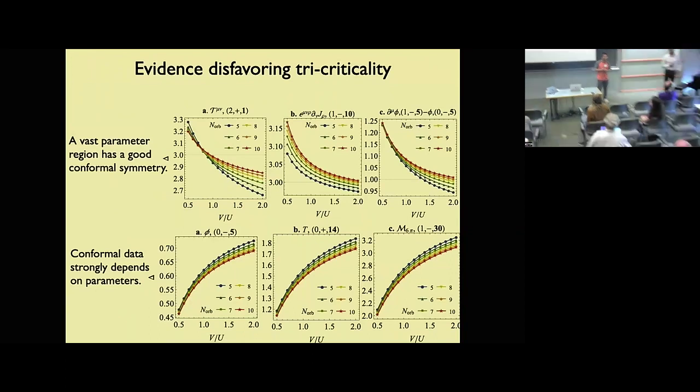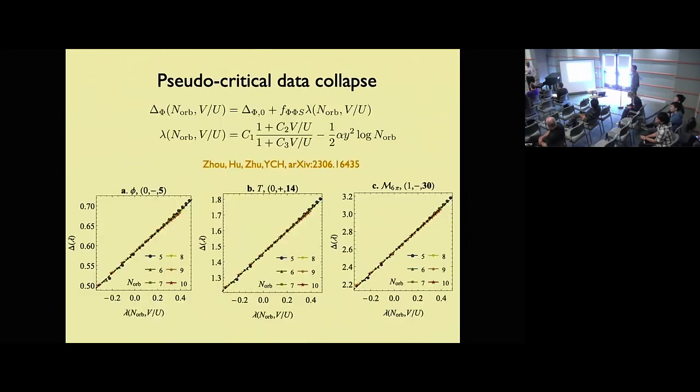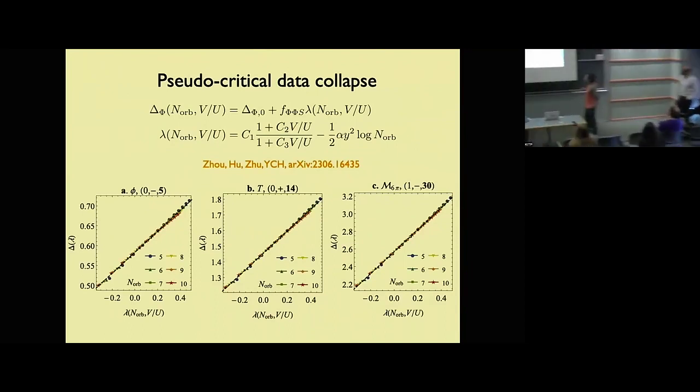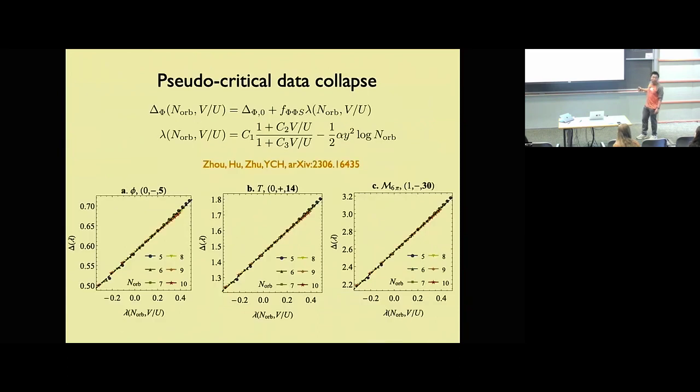Can you show the slides where you do the data collapse favoring the pseudo-critical scenario? This one? Can you talk a little bit about this, please? First of all, from the conformal perturbations, we model the system as a fixed point Hamiltonian plus some perturbations, right? And then we can get the free energy or energies for different perturbations, lambda. We can get these results, and then we solve beta functions and so on. We get, for a complex fixed point, what the scaling dimension should look like. And then we use this to do the data collapse here.